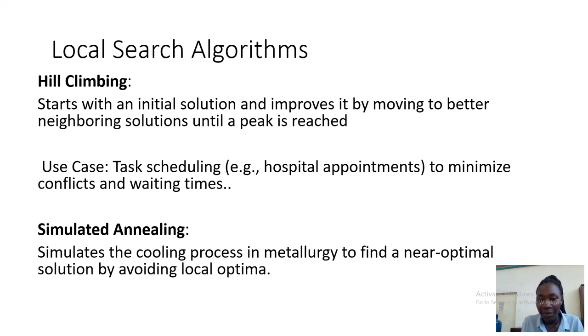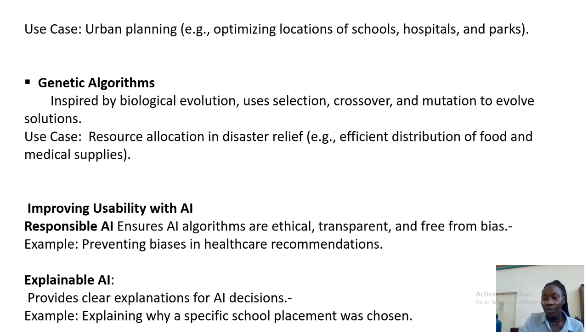We have hill climbing. This one starts with an initial solution and improves it by moving to a better neighboring solution until a peak is reached. For example, in task scheduling, like hospital appointments, to minimize conflicts and waiting times. We also have simulated annealing, which simulates a cooling process in order to find a near-optimal solution by avoiding local optima. Examples are in urban planning.